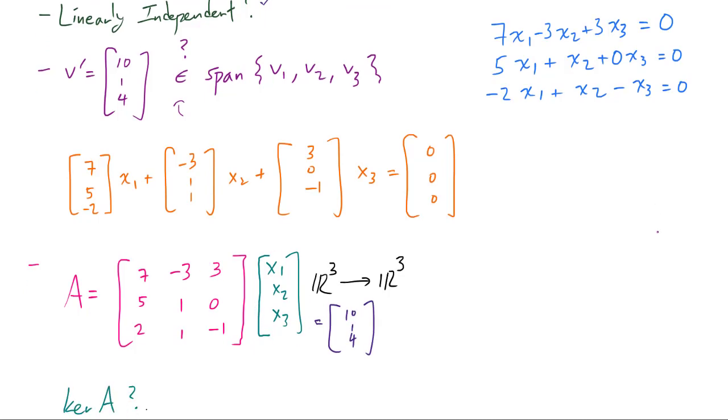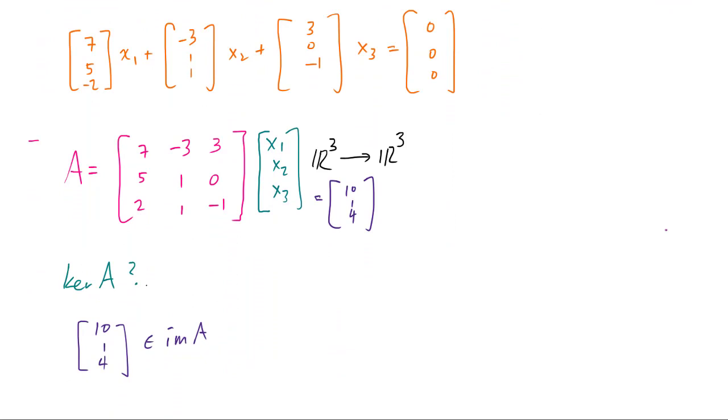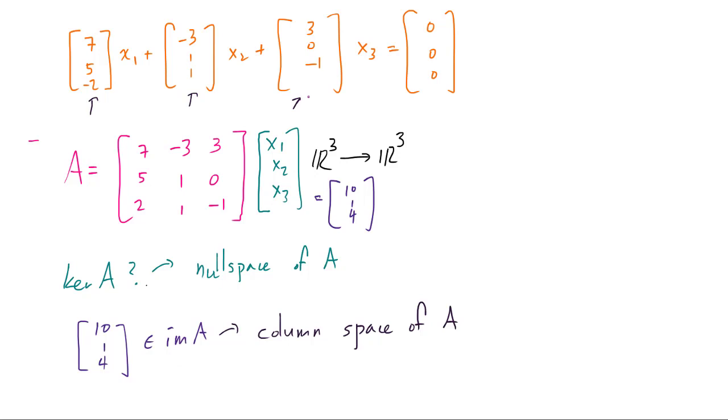Since we're talking about kernel and image, let me quickly mention that in the context of matrix theory, you're often going to hear the kernel of A being expressed as the null space of A, and the image of A often being expressed as the column space of A. And the term column space of A, of course, makes sense because all the vectors in the image of A are exactly in the span of the columns of A.